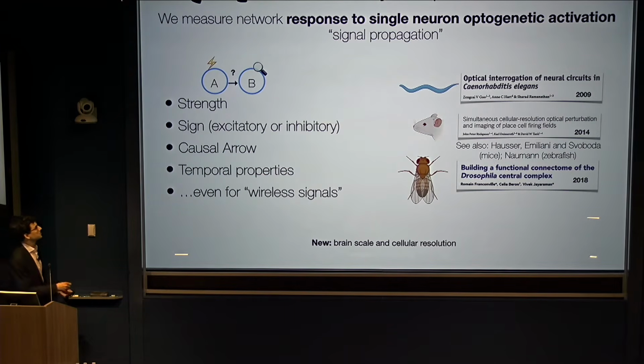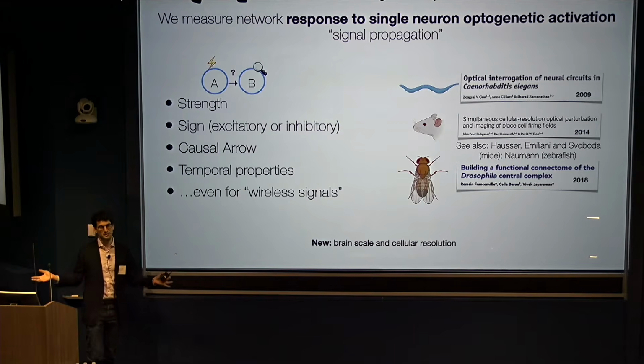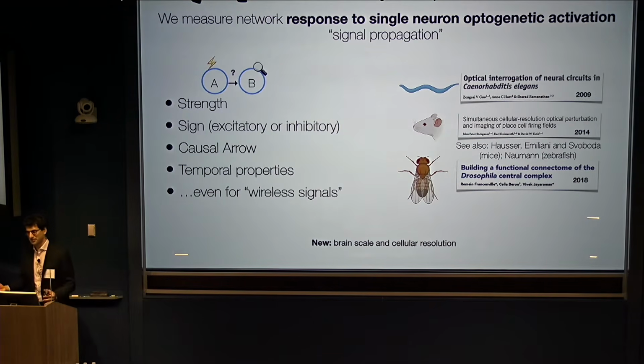The paradigm here is we're going to go one at a time. We'll stimulate each neuron, so stimulate neuron A, and we're going to measure the response in A, in B, and in all the other neurons. And that's going to give us information about the strength, the sign, the causal arrow we get for free, and the temporal properties of the network's response to stimulation.